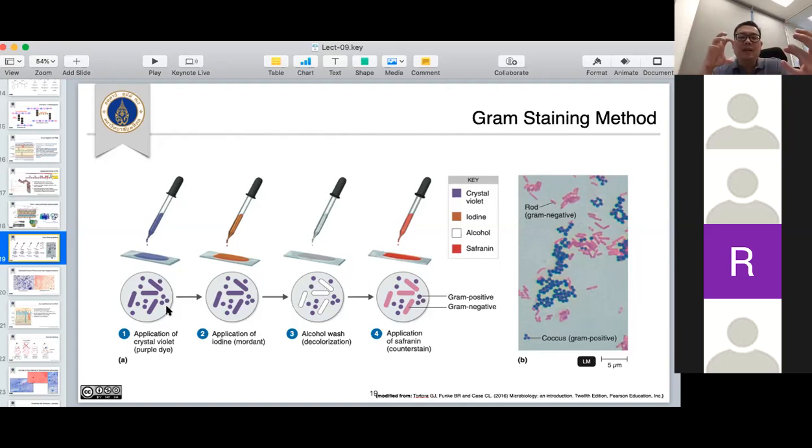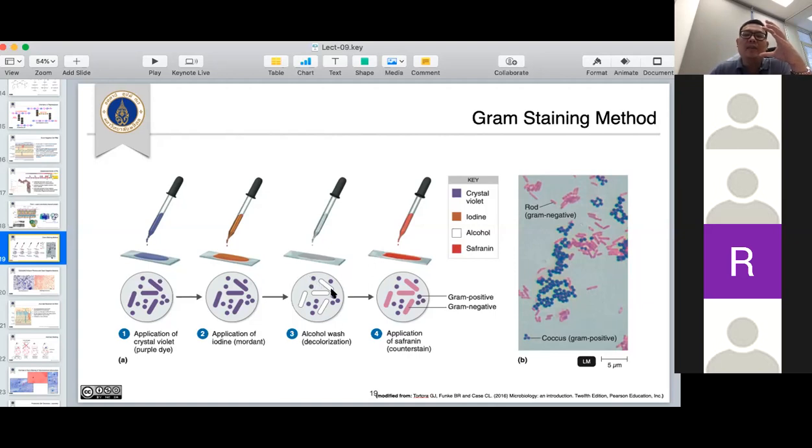Once the crystal violet complex is bigger, when you wash with alcohol, the acid alcohol, the alcohol cannot soak the dye out. So in gram positive, you still see the purple in this step.